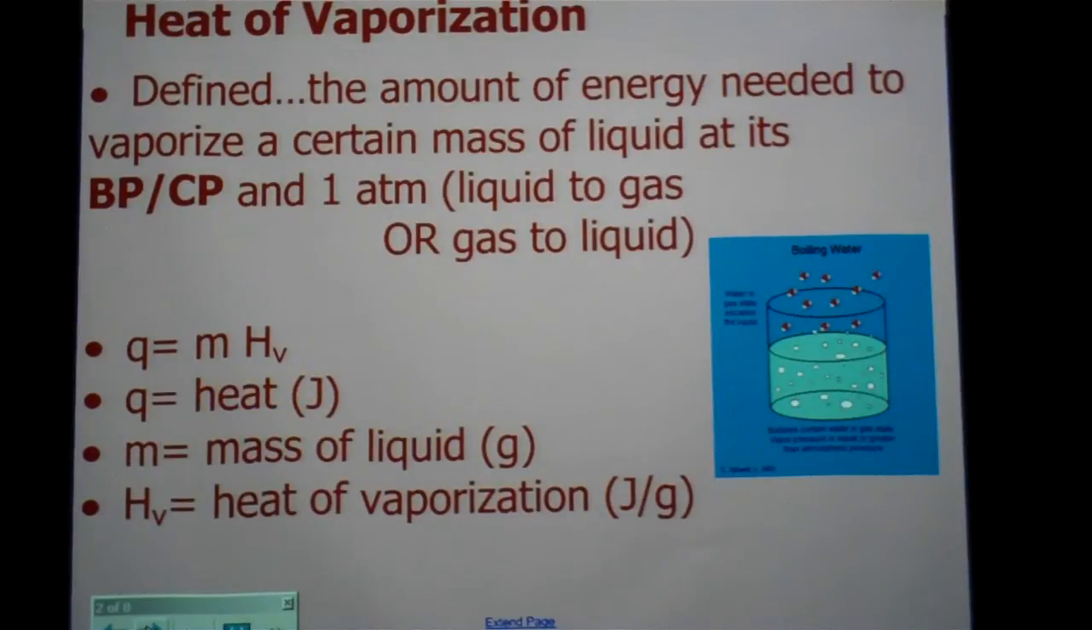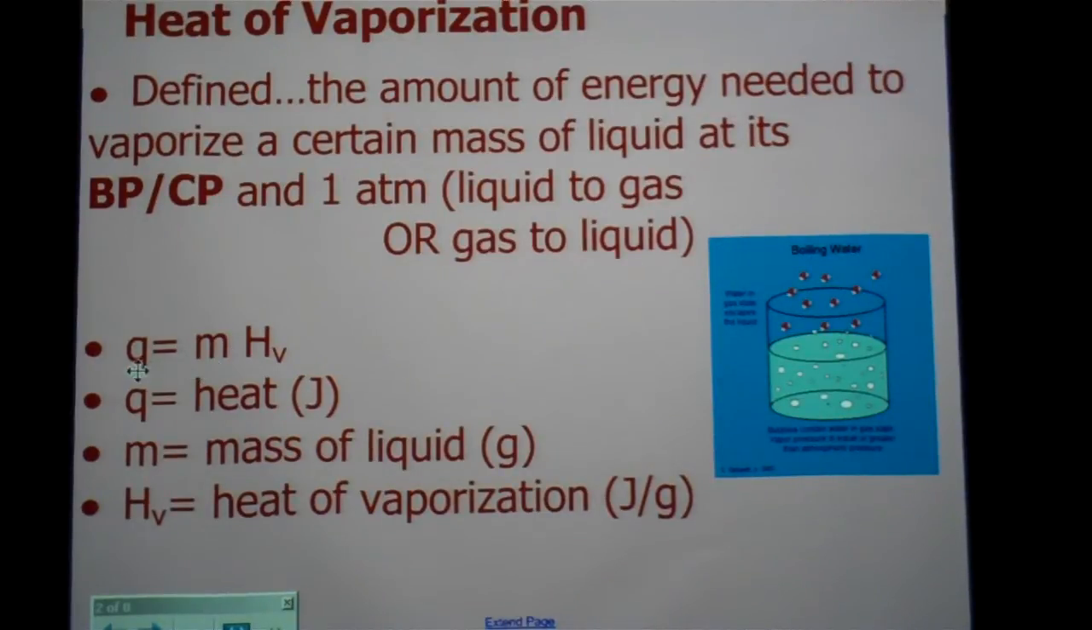Just to take a look at the definition of heat of vaporization, it's the amount of energy needed to vaporize a certain mass of liquid at its boiling point. BP is boiling point, CP is condensation point. Remember, those are the same temperature. And 1 atmosphere, that is going to be the liquid to gas or gas to liquid. You see in the diagram where you have your liquid becoming a gas.